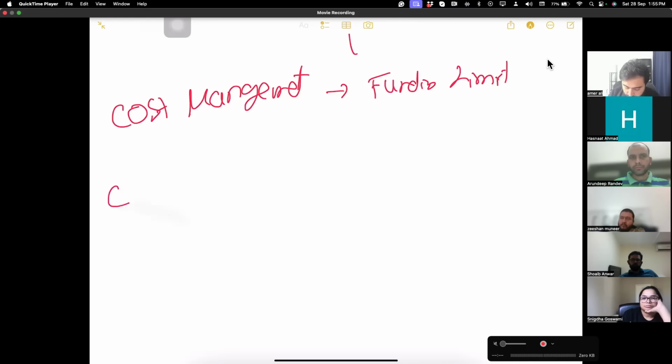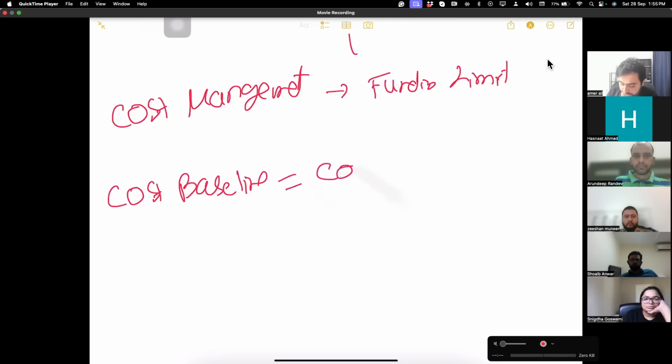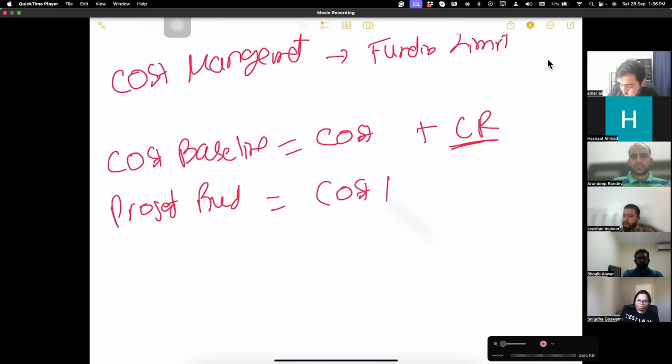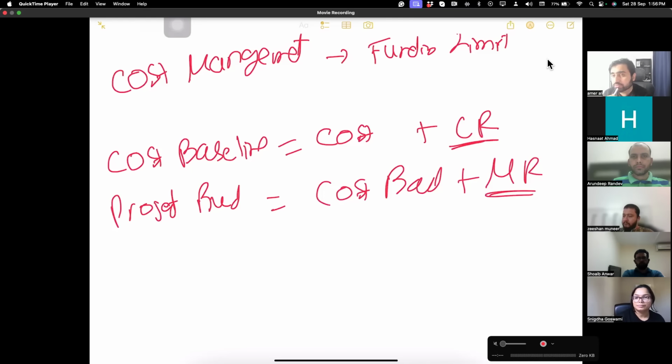Then you make your cost baseline in the same way as you made schedule baseline. You calculated the duration, now you calculate the money, how much each activity will take. But cost of activity plus contingency reserves. Remember, we identified the risk. That becomes your cost baseline. Your project budget is your cost baseline plus management reserve. This is the money which will be defined in the cost management plan, how much money you are going to set aside. Management sets some money aside to handle any kind of unknown risk.